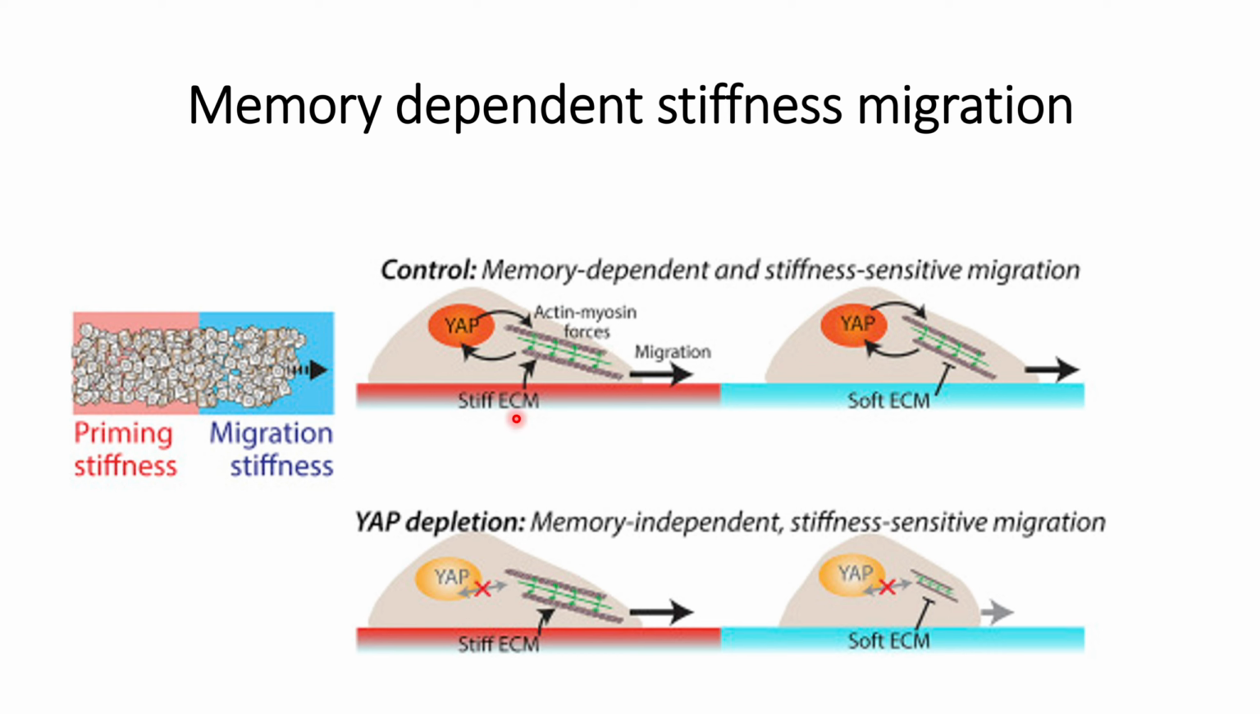In the case of stiff ECM, there are two factors that regulate these actin myosin forces. The first one is YAP, and the next one is the stiff extracellular matrix. Whereas in the case of soft ECM, the ECM does not regulate the actin myosin forces for migration, whereas YAP still regulates the actin myosin force.